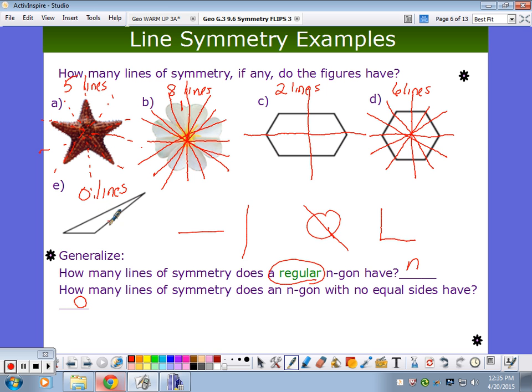If you don't have any equal sides, if it's scalene, you will not have any lines of symmetry. So, that's right. And that's my lines of symmetry. And you basically just don't look for it. And these two rules help you.